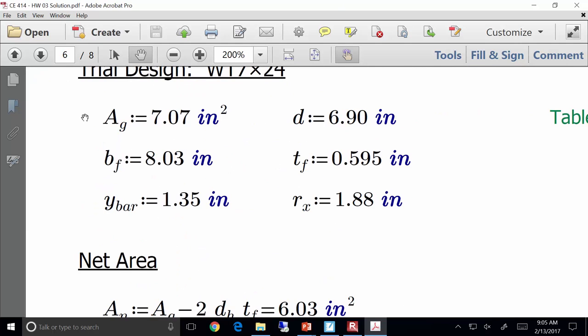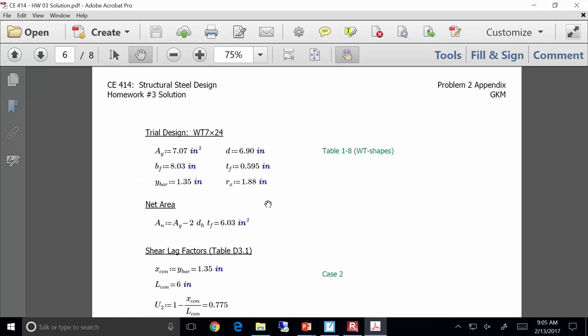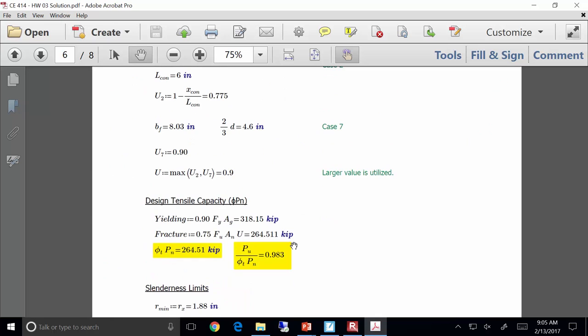Now let's be clear. The gross area of a WT 7 by 24 is not 7.11 square inches. It's 7.07. It's lower than that AG min. But again, AG min was calculated based on a guess. It just helped us get towards the right answer. And if you calculate the WT 7 by 24, you're going to find it works, and it's very efficient. That's iteration. That's the iterative nature of design.